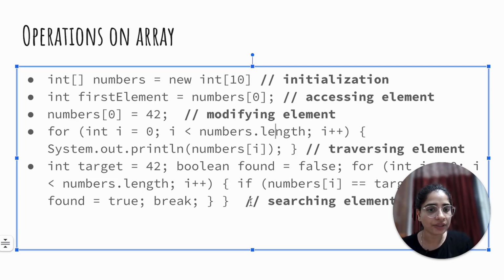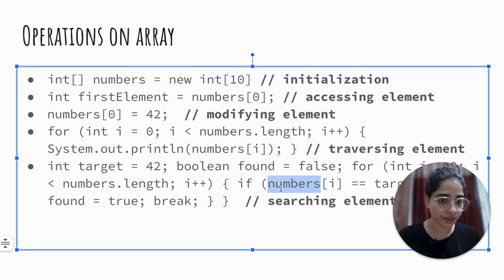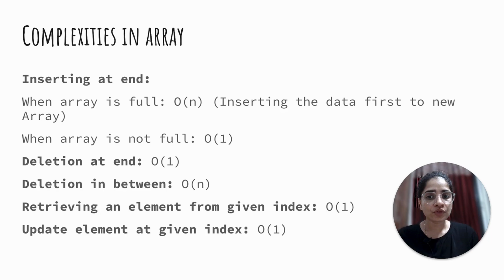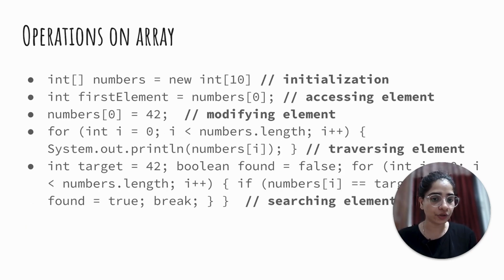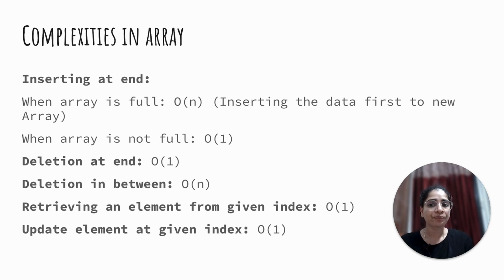Then after that, if you want to search an element, what you will do, you will just have a for loop, right? This is the for loop, and then you will start checking whether number[i] is equal to target. If the number[i] is actually what you were looking for, that means you searched it. So you will just return true, or otherwise you will return false. So searching is also possible, right? So these all are the operations that you can perform on your array.